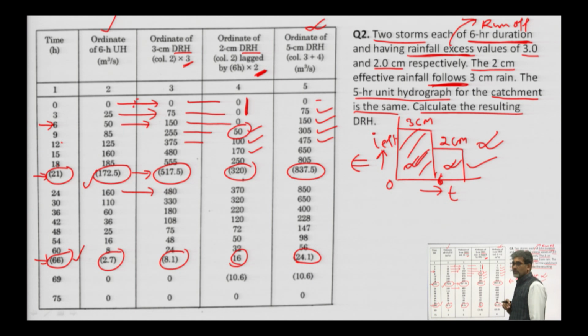So, this is the usefulness of the unit hydrograph. We can calculate DRH for any given storm. Once we have the ordinates of the unit hydrograph for a particular catchment, then we are able to find the DRH, right.